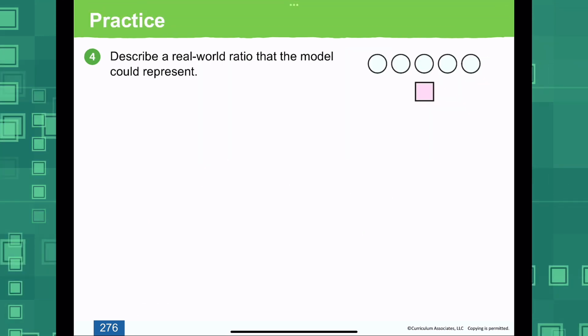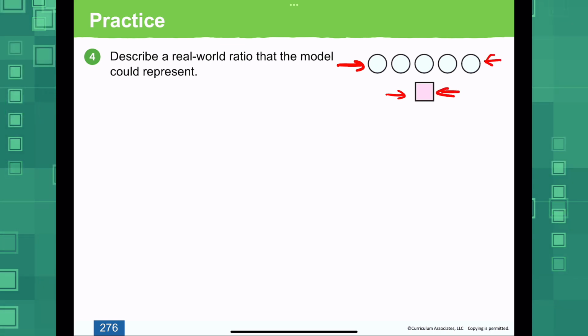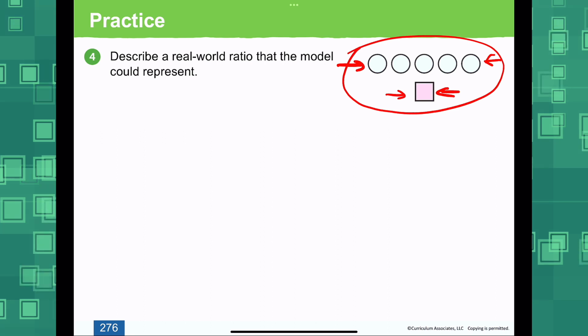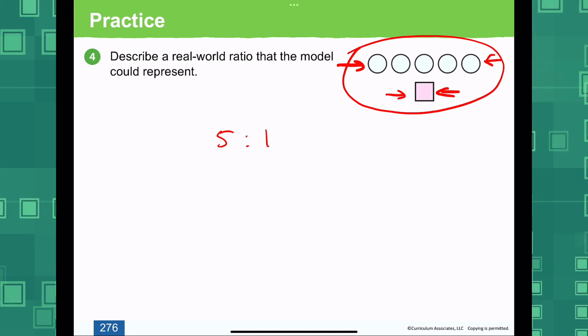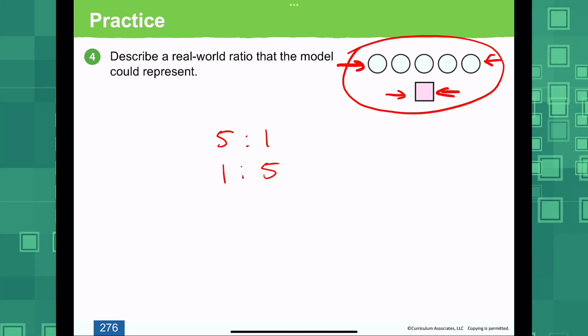All right. Describe a real-world ratio which this model could represent. We've got some type of 5 to 1 ratio, or maybe a 1 to 5 ratio, or maybe a 5 to 6 if you're doing a part to whole, or a 1 to 6 ratio. This could be anything, right? Mr. Nelson eats 5 cookies for every 1 minute, right? It could be a number of things, so you can come up with that. Or maybe you go with, I eat 1 cookie every 5 minutes. It just depends on how you're talking about these ratios. Come up with something that's described there.